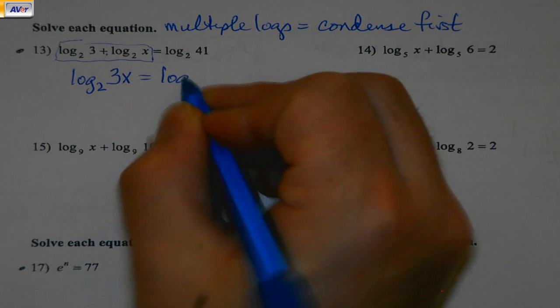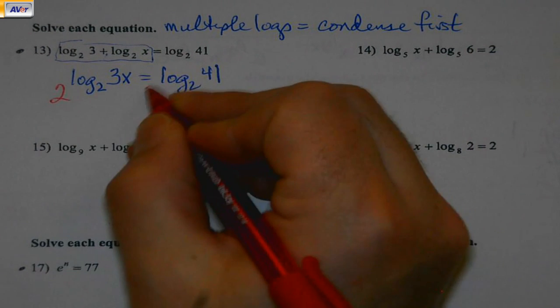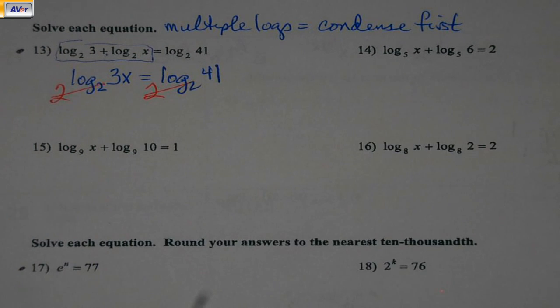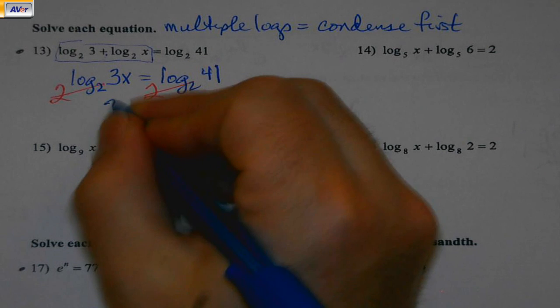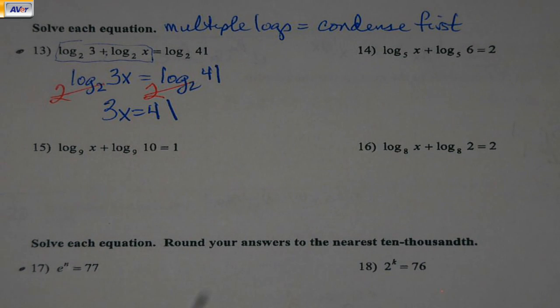The other side only has 1 log. There's nothing over there I need to condense. But now it looks more like the problems we were doing on the front. Once I have those condensed into 1 log, now I can exponentiate. Now I can use the 2 to finish that off and get towards my solution.